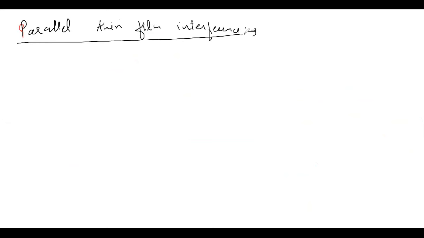So let me change the color. In the parallel thin film, what you are saying is that you have a film whose thickness is uniform. That means अगर आपकी यहाँ पे जो thickness है, let's say is D, it is D throughout the film. There is no variation in the thickness of the film. Now we'll talk about the interference pattern that could happen in this parallel thin film.